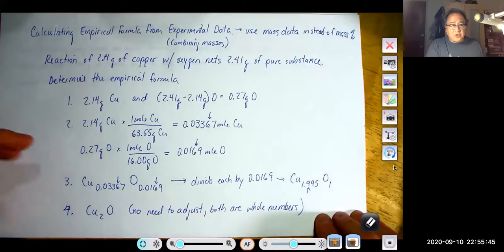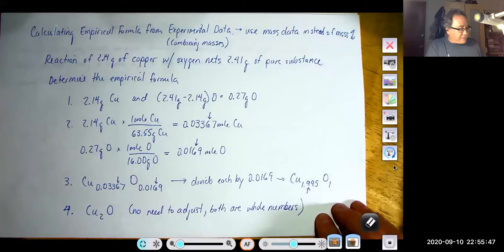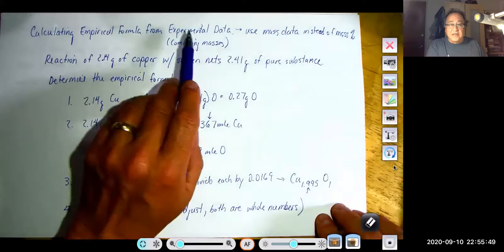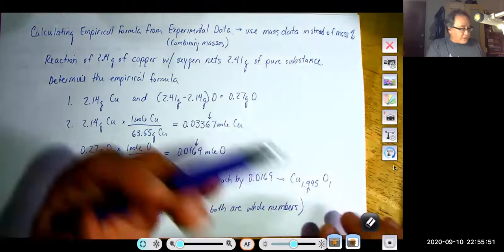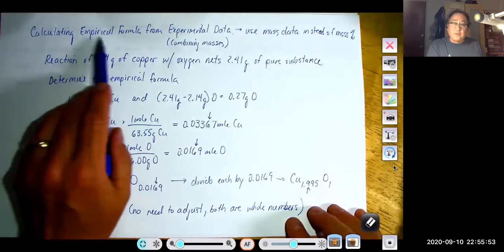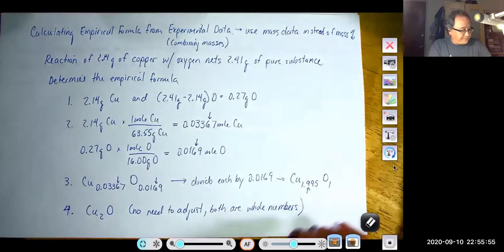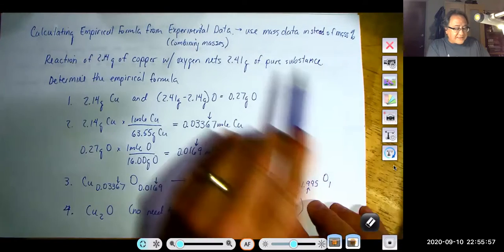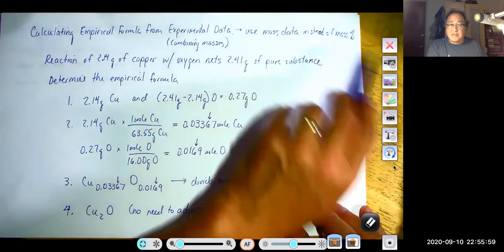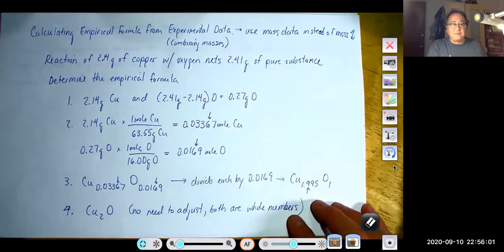Okay, so now we are going to calculate the empirical formula from experimental data, or as our book calls it, calculating the empirical formula from combining masses. So this means we use mass data instead of mass percent to calculate the formula of a compound.